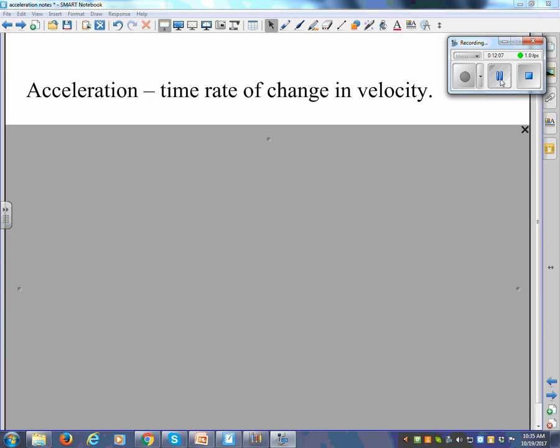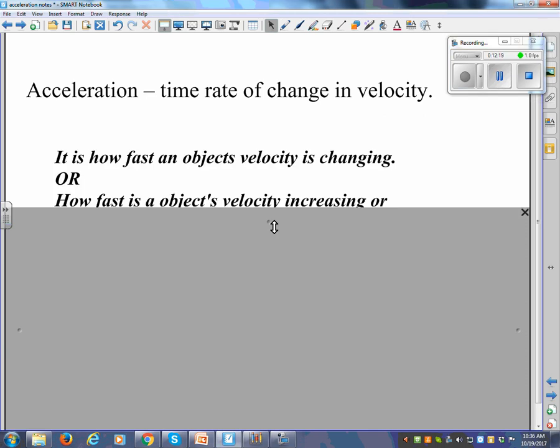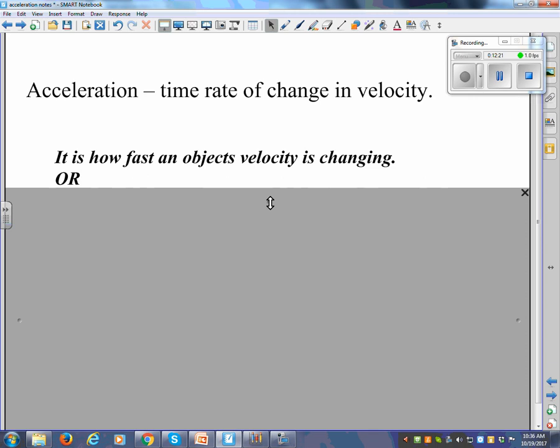If it was a semi and a BMW, right? The BMW is going to get up to speed faster. It has a greater acceleration. It can change its speed faster. So acceleration is simply how fast an object's velocity is changing. How fast an object's velocity is changing. And it could be speeding up or slowing down.